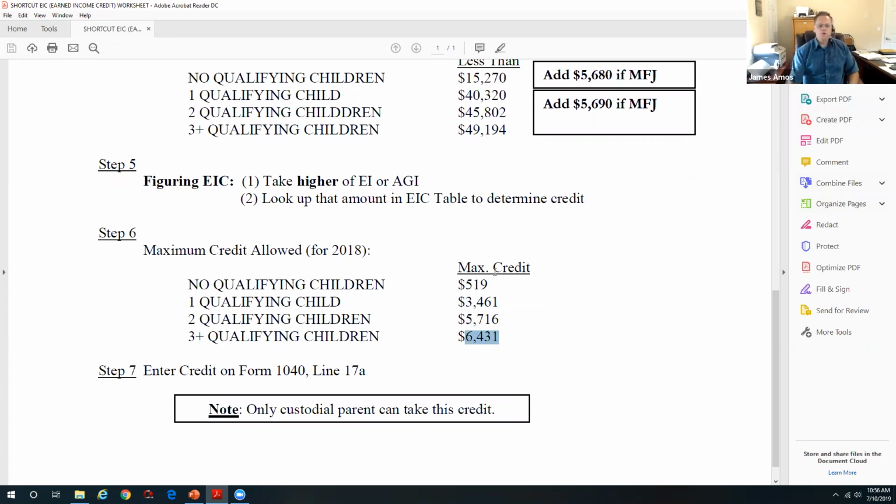Now, when you use the EIC table that we talked about up here, it'll tell you what your actual credit is. But for 2018, it'll never be higher than these amounts. That's all. This is more informational for you. This is not something to memorize. Okay?